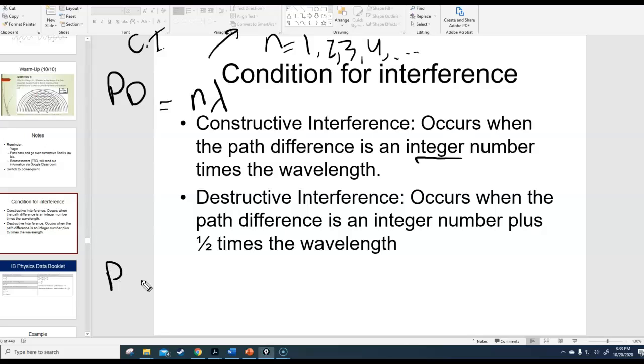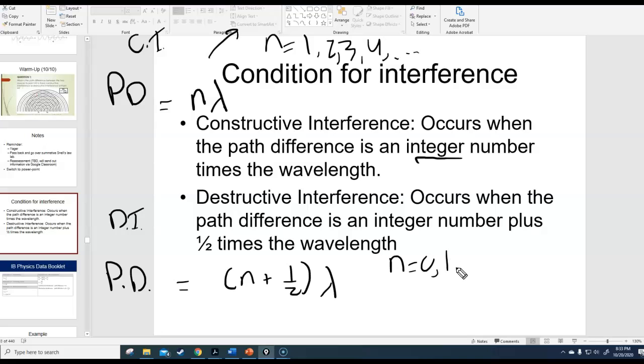Destructive interference, on the other hand, you get when the path difference is a half integer multiple of the wavelength. In other words, when you have n plus 1/2 times lambda, where n is equal to 0, 1, 2, 3, 4, and so on. I guess you could also have 0 up here as well.